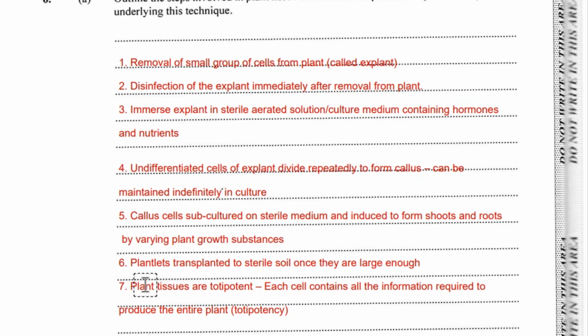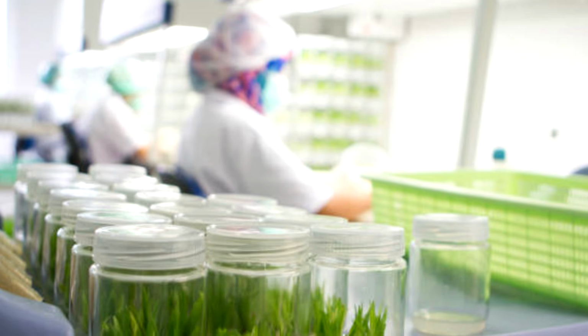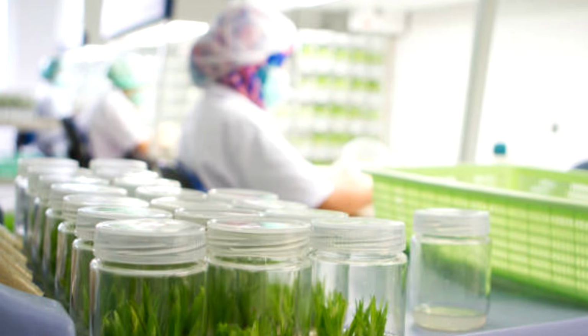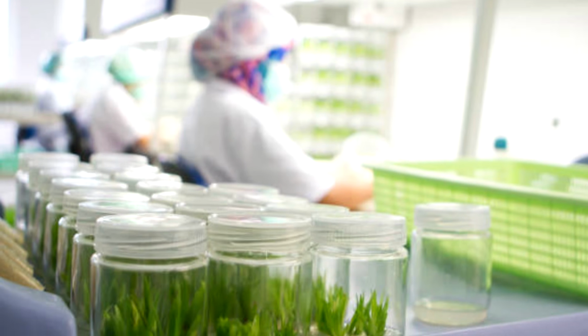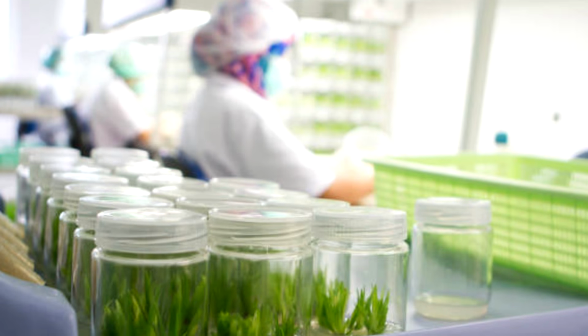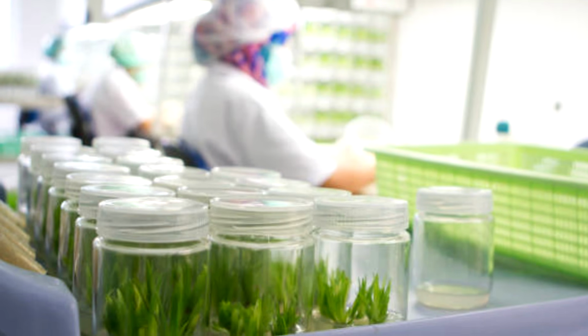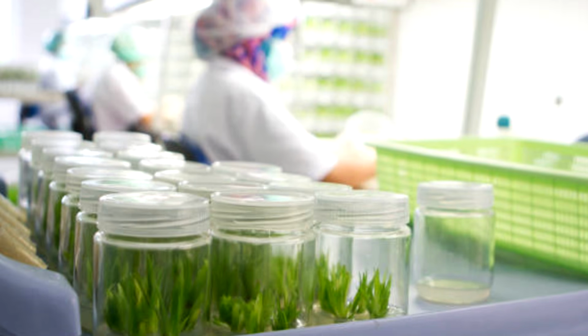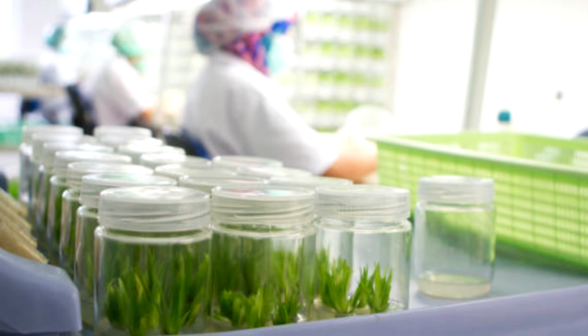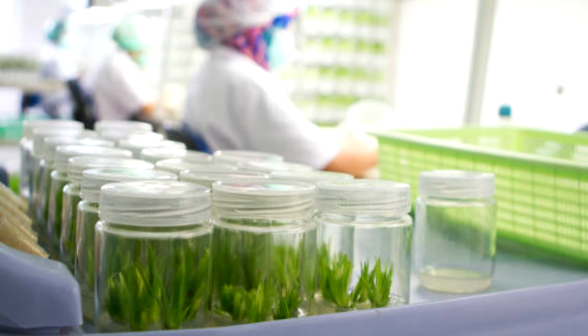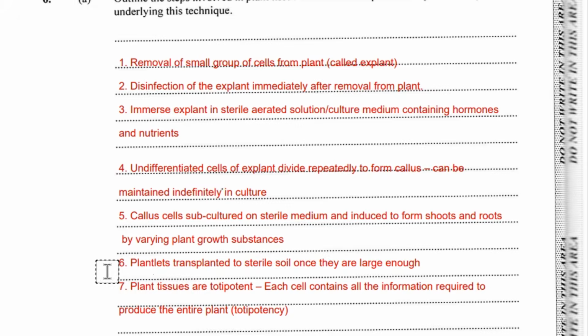The plantlets, when they grow and get a little bigger, are going to be transplanted to sterile soil once they are large enough. Still, they are in a very susceptible stage, so they usually have to be kept in a laboratory, in a very sterile greenhouse kind of structure, before they can be transplanted somewhere else.